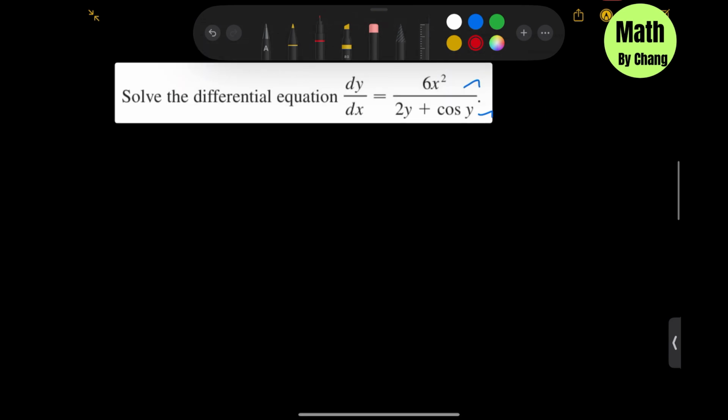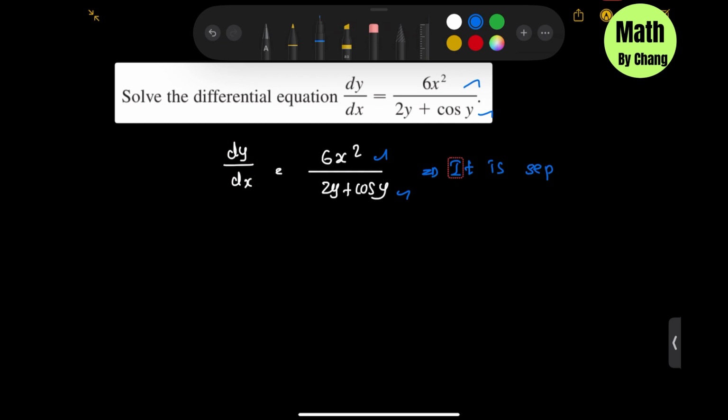So the next example is they provide us like this: dy over dx equal to, how much is that? 6x squared over 2y plus cos y. So first of all, you have to consider, can we separate this equation with x and y? In the numerator, we got 6x squared. In the denominator, we have 2y plus cos y. So it is very obvious that we can separate. So maybe you can add, just to claim that it is a separable function. That's my first step, separate variables, okay?